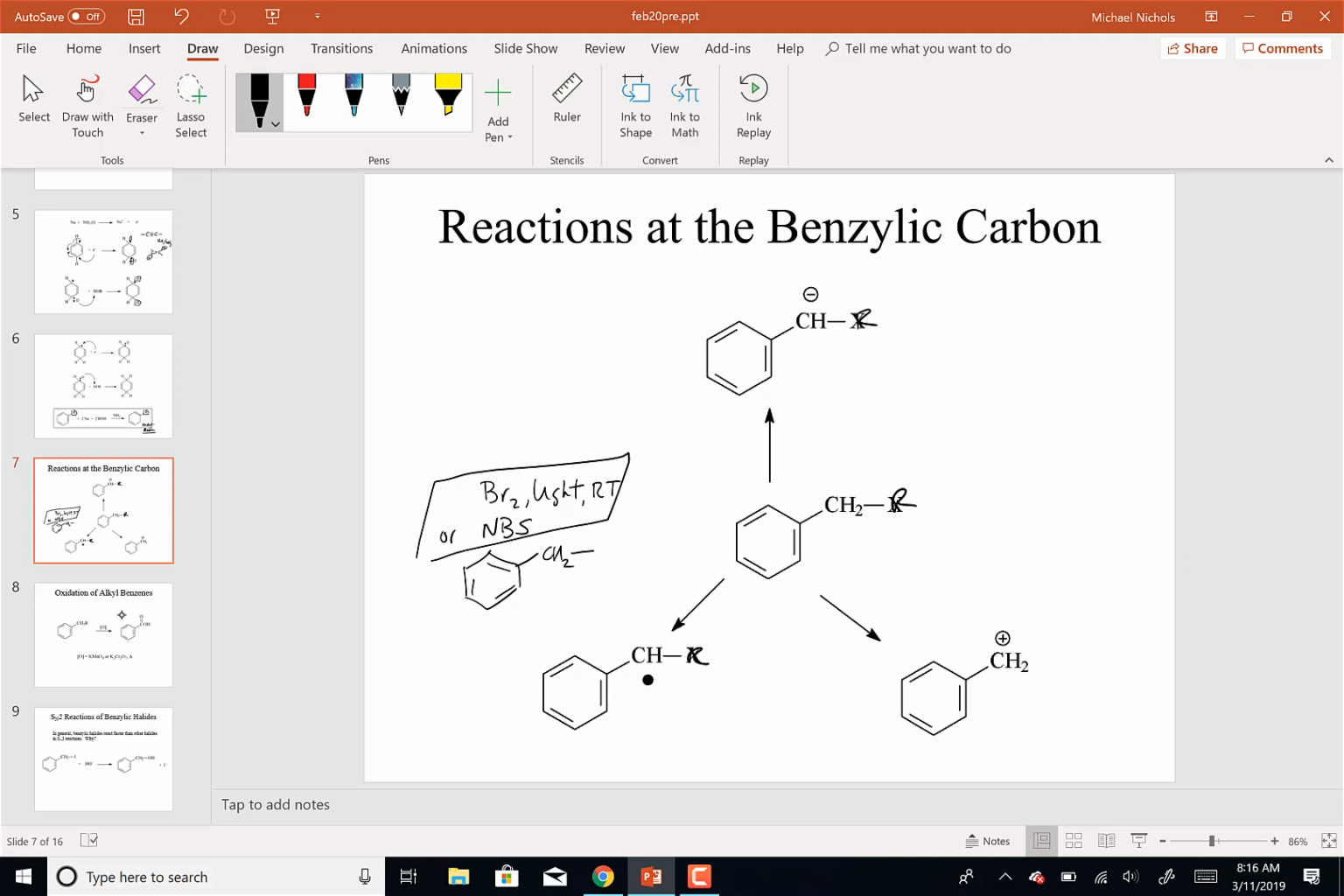Or we can use NBS, but that will brominate at the benzylic position exclusively. If we want to make carbocations, our carbocation at the benzylic carbon is special because we can now draw resonance structures for that.